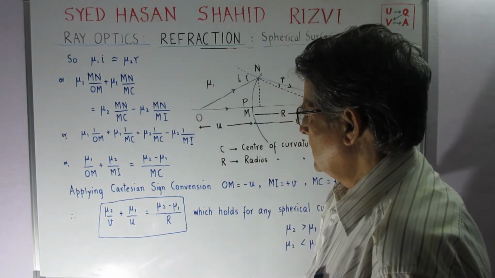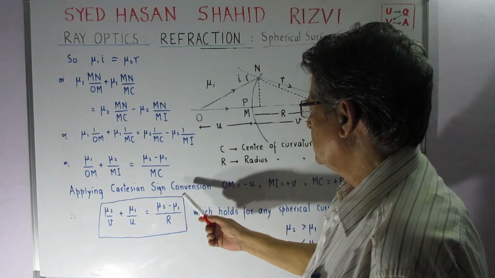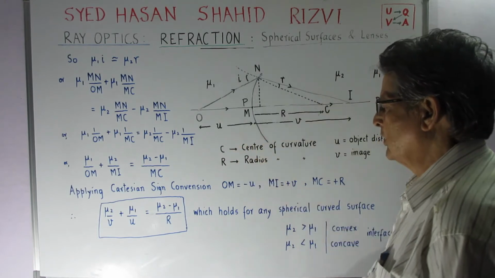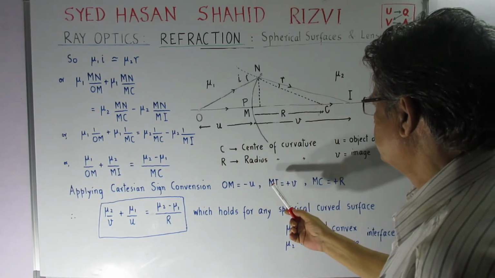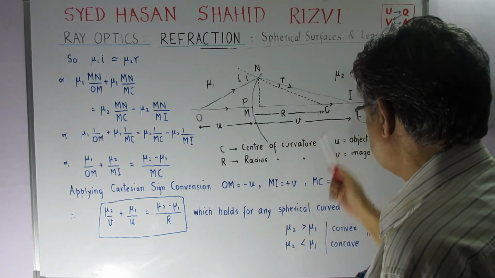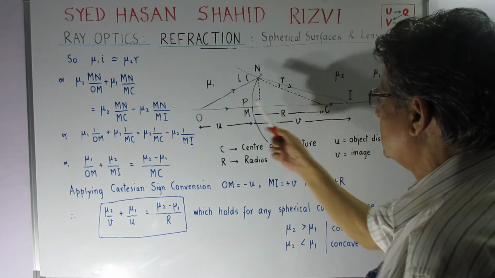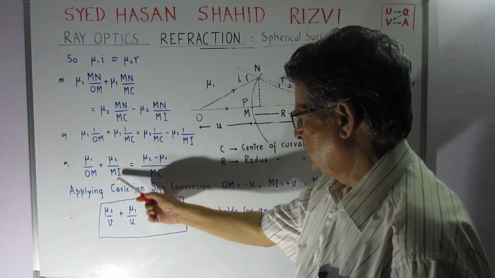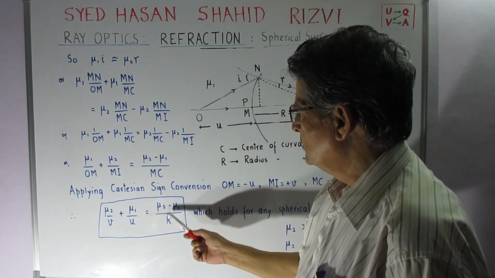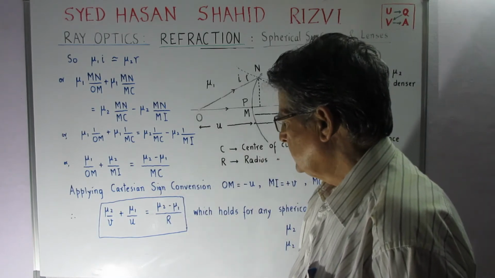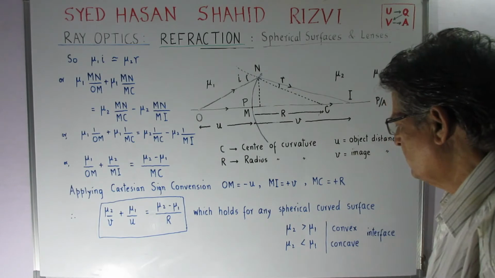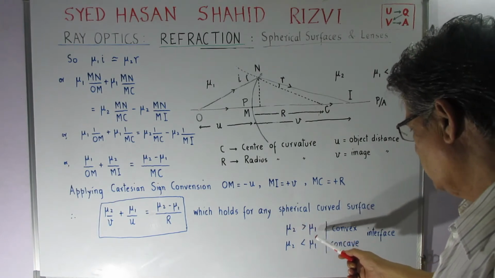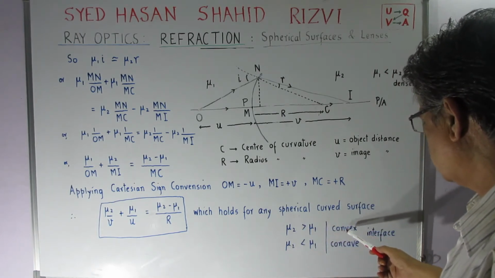Now in this relation, if I apply the Cartesian sign convention, OM is equal to minus u, MI is equal to V in the same direction, and MC is equal to R in the same direction as the incident ray. So I get mu2 upon V plus mu1 upon u is equal to mu2 minus mu1 upon R. This formula holds for any spherical curved surface interface, whether mu2 is greater than mu1 or smaller than mu1, whether the surface is convex or concave.